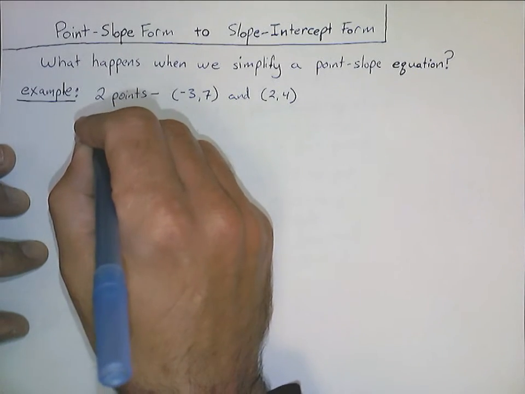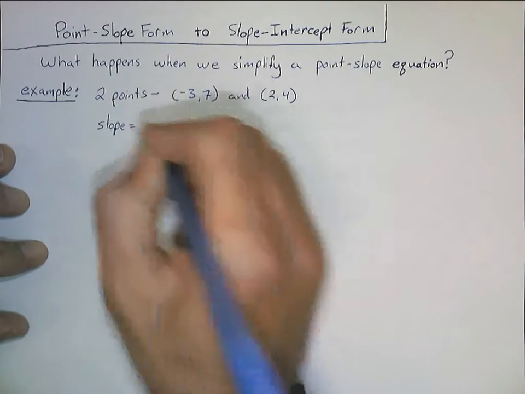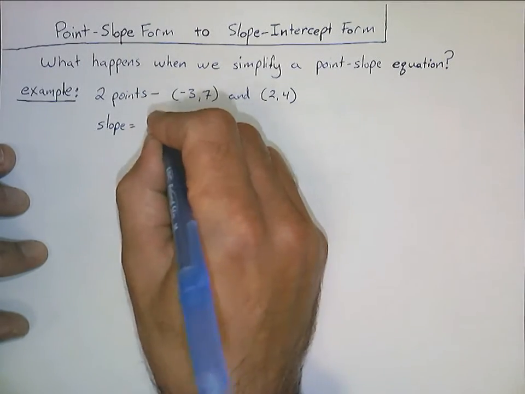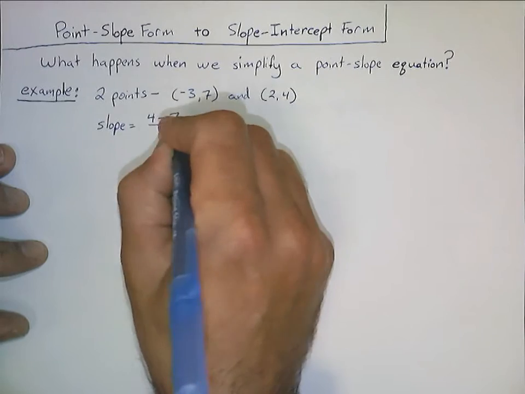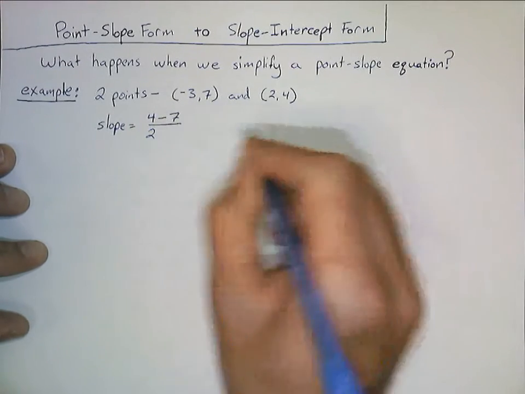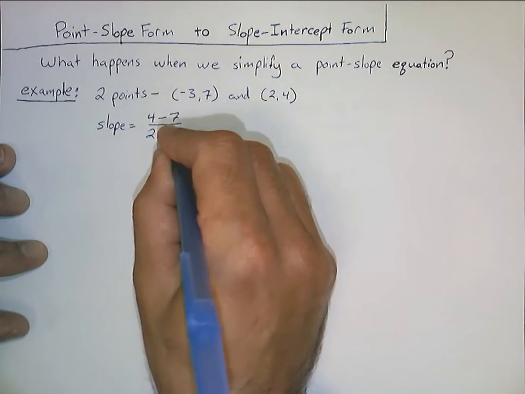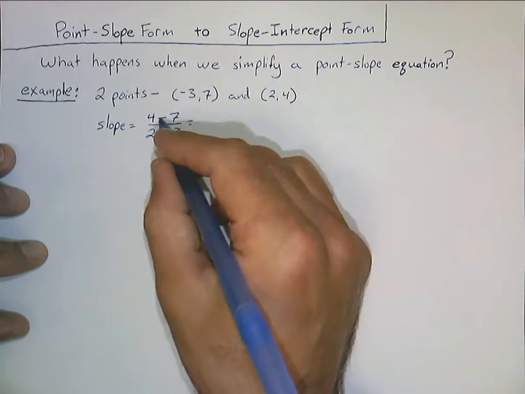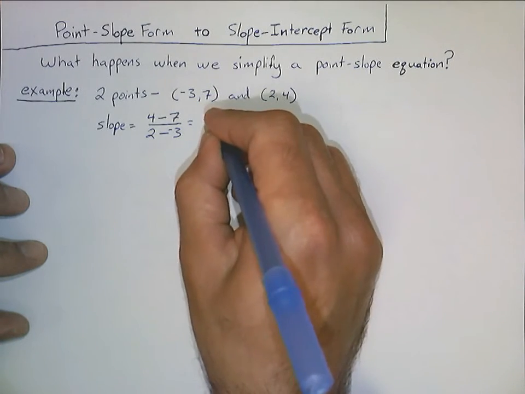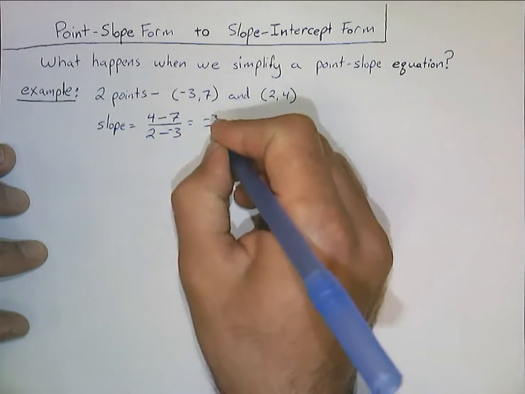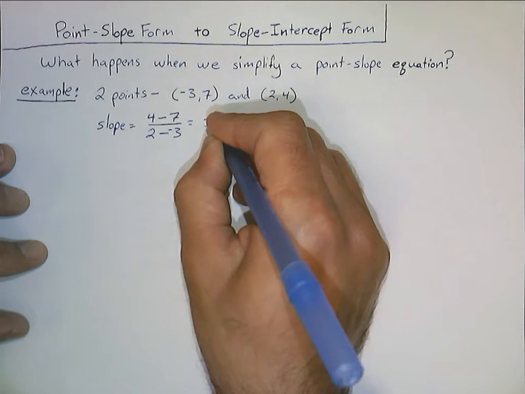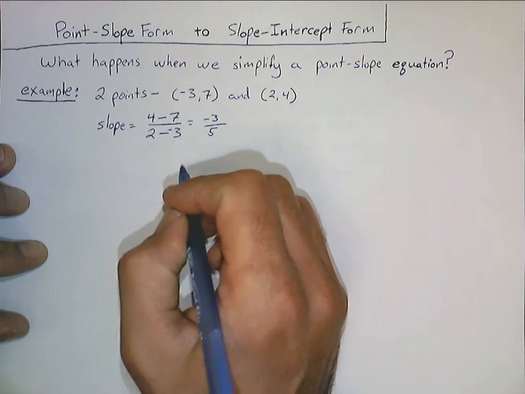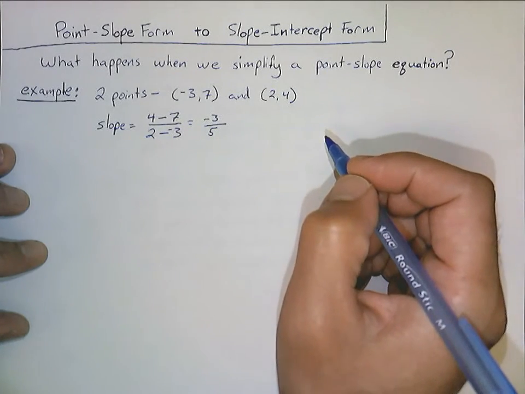So first off, we need, of course, the slope. And we're going to calculate that normally. So we take the y-coordinate of the second point minus the y-coordinate of the first point and divide that by the x-coordinate of the second point minus the x-coordinate of the first point. Simplify that a little bit. 4 minus 7 is, of course, -3. And then 2 minus a -3 will give us a +5, because minus -3 is +3. So there's our slope, -3/5.